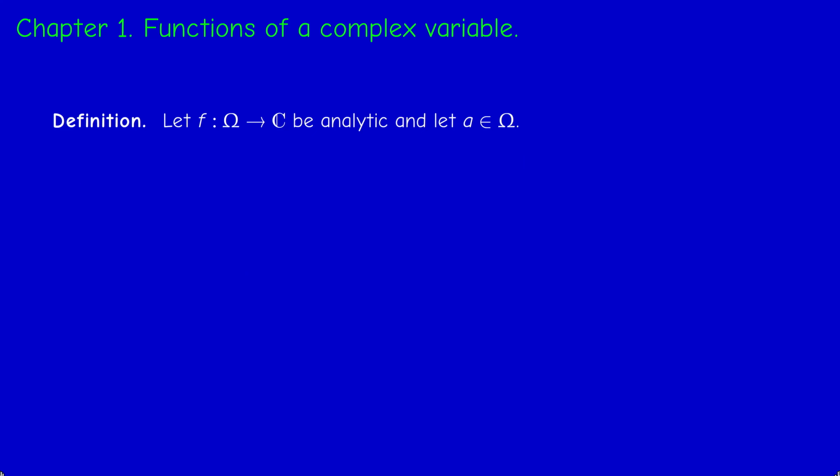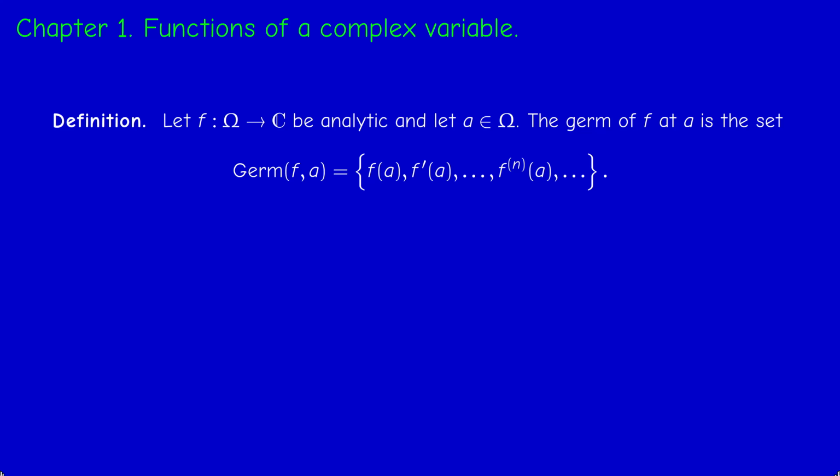Now the second definition. In order to study the properties of analytic functions, which are a very special class, as we know, we introduced the notion of germ of an analytic function at a point A. The germ of f at A is simply the set of all derivatives of all orders of f, because we know if it's analytic, it has derivatives of all orders. So we can consider f of A as f of order 0. So the germ at A consists of all the derivatives at the point A. Okay, so this is a countable set.